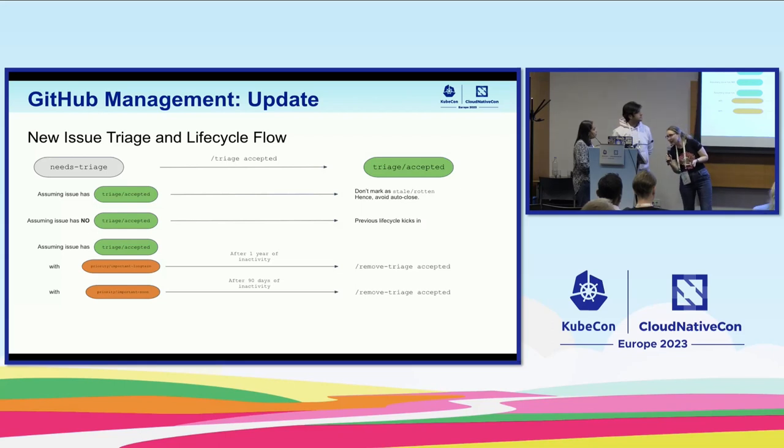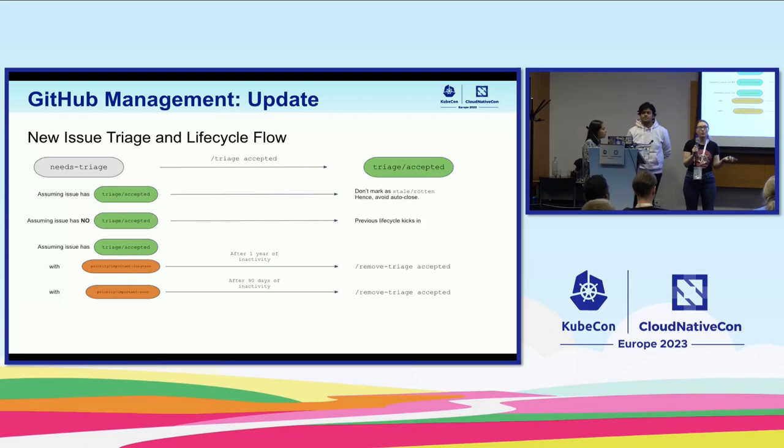And there's also another label, priority important soon. So important long-term, obviously something that's going to be around for a while. If you say you're going to get to this relatively soon, then that's what we expect from you. After 90 days of inactivity, then we'll remove triage accepted and you'll start into that rotten, stale closing workflow.